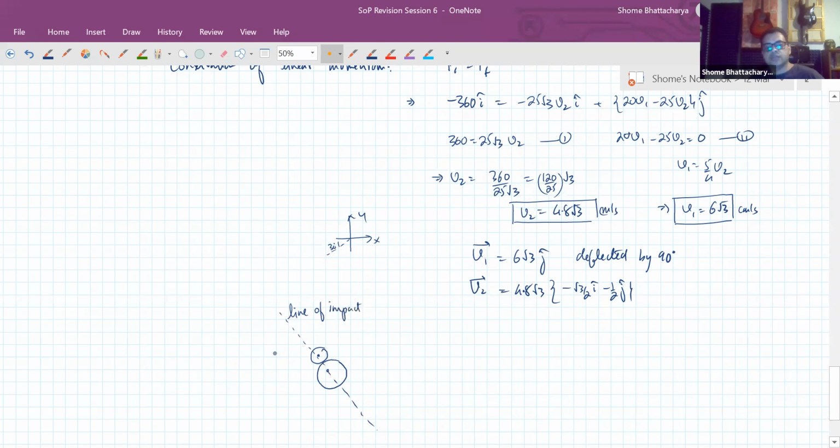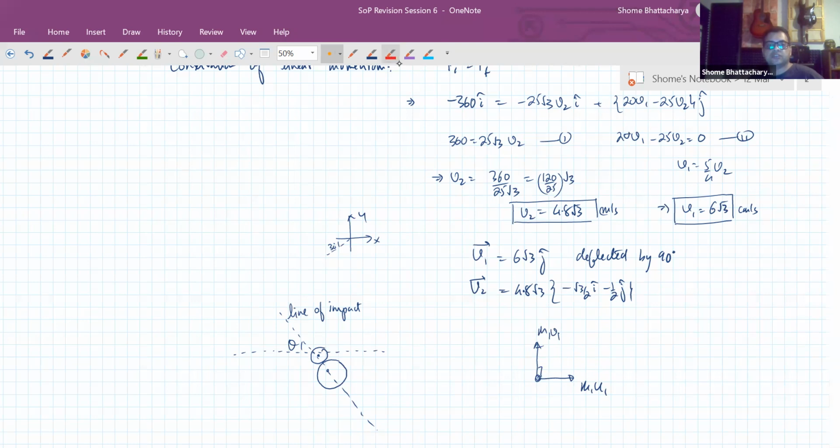Okay. So we need to calculate with respect to that line of impact what this angle is, etc. For that we can see that for the first body, the initial momentum was m1 u1 in this direction, and the final momentum was m1 v1 in this direction.